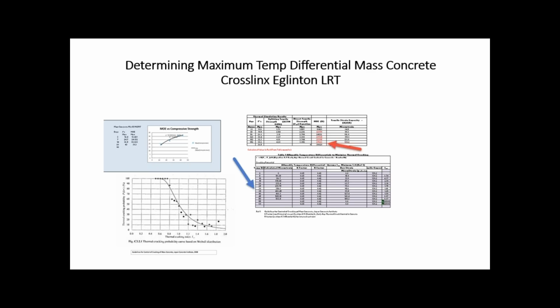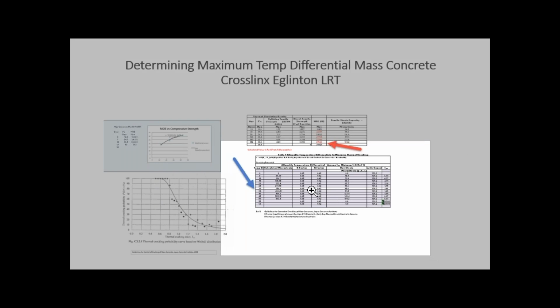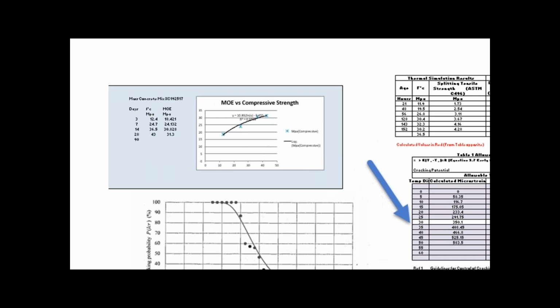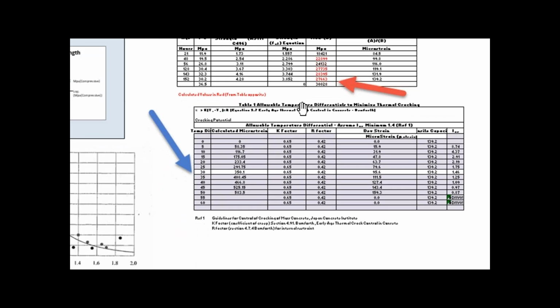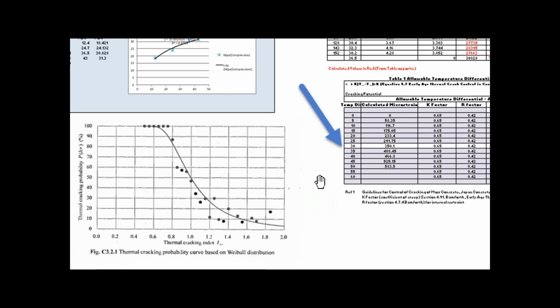So what we've done here is, from working out the relationship of compressive strength to modulus of elasticity, we've developed over time how the modulus changes. Same thing with the splitting tensile strength and the direct tensile strength. Ultimately, we want to have a safety factor of about 1.5, which is the ratio for the thermal cracking index, which is the predicted strain.